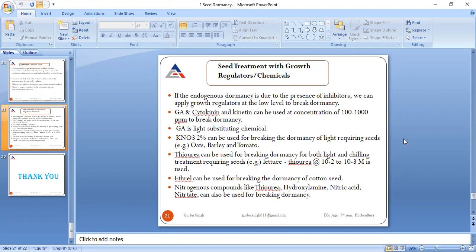Thiourea can be used for breaking dormancy for both light and chilling treatment required seeds. Ethyl can be used for breaking dormancy of cotton seeds. Nitrogen compounds like thiourea, nitric acid, and nitrate can also be used for breaking seed dormancy.